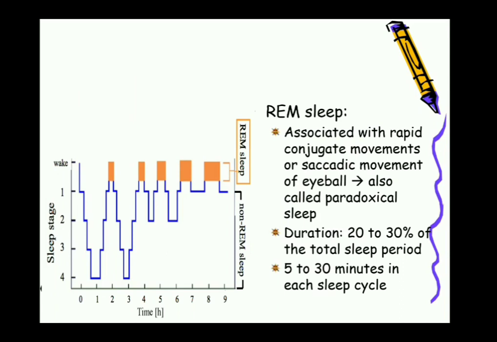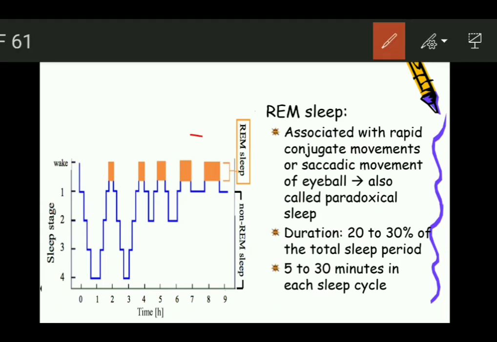REM sleep is the type of sleep which is associated with rapid conjugate movements, also known as saccadic movements of the eyeball, and it is also known as paradoxical sleep. Duration of REM sleep, you can see here, is only 20 to 30% of the total sleep period, and it varies from 5 to 30 minutes in each sleep cycle. This is one sleep cycle, and this is the duration of REM sleep in each sleep cycle.